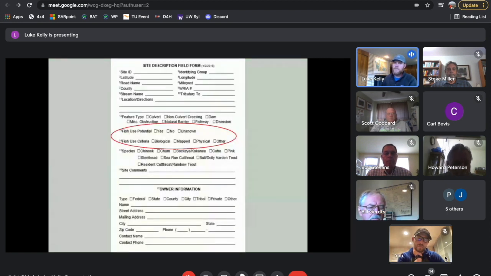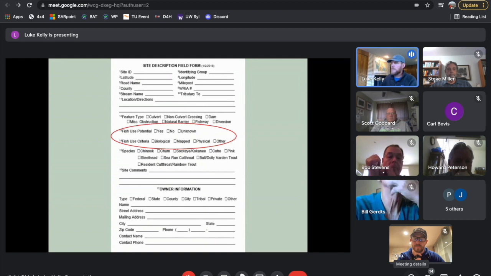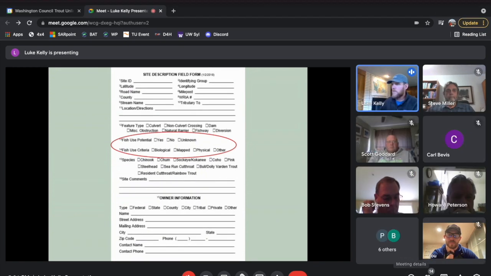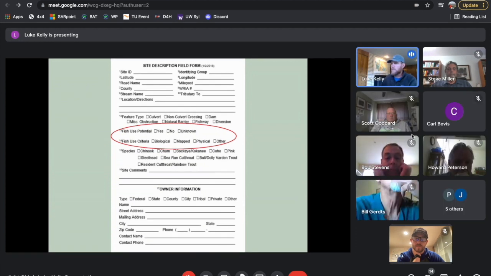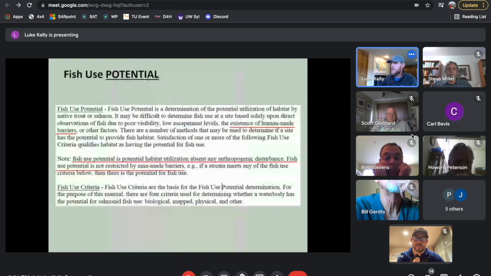So here we are. There's probably a little bit of a lag, but you should see the site description field form. You see the red circle here, fish use potential and fish use criteria. Basically, if you are going to select a fish use potential of yes or no, you need to indicate which criteria you used to make that call, and we'll get into that now.